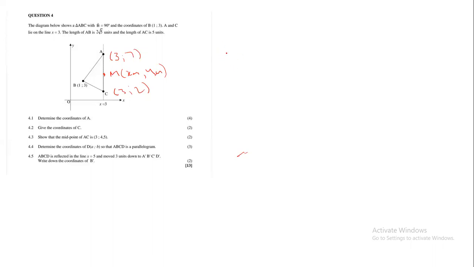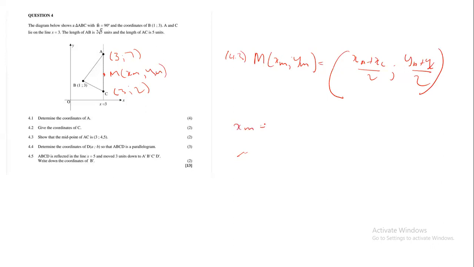So to answer question number 4.3, I'm just going to be quick on this one. The midpoint, which is the coordinates of M, X of M, Y of M, is equal to big bracket X of A plus X of C divided by 2, Y of A plus Y of C divided by 2, close bracket. Therefore, I'm going to equate x's to x's. That means X of M will be equal to how much? What is X of A? X of A is positive 3. What is X of C? X of C in this case is also positive 3, divided by 2.